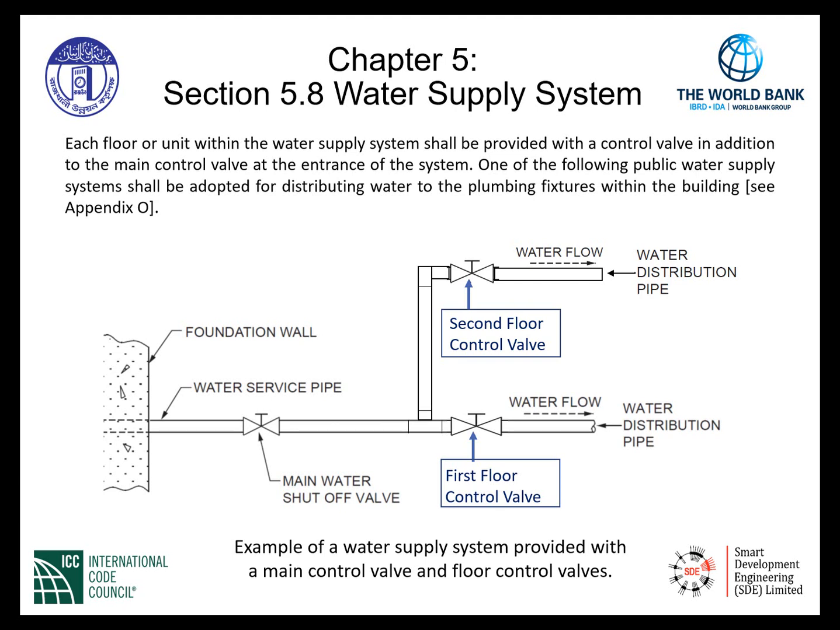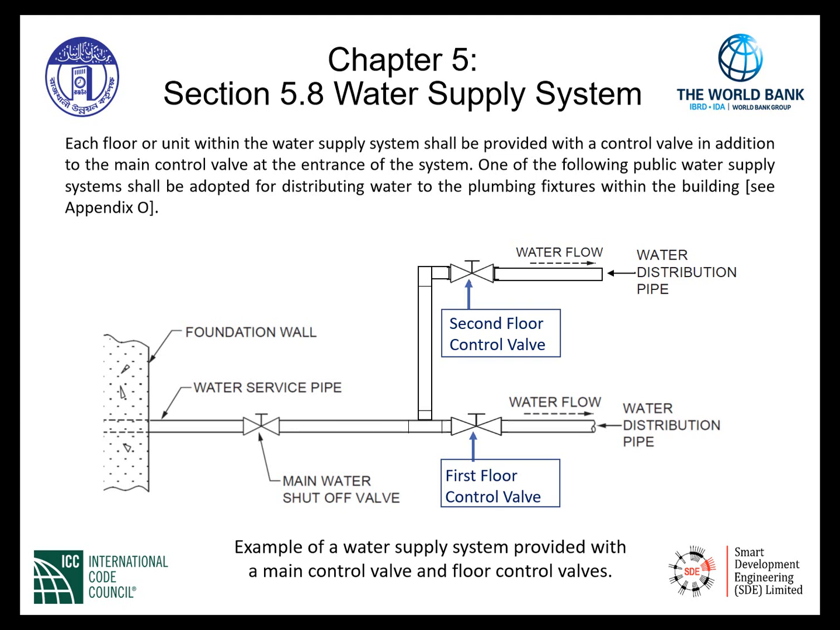Section 5.8, Water Supply System. The main requirement here is that each floor or unit within the water supply system shall be provided with a control valve in addition to the main control valve at the entrance of the system. One of the following public water supply systems shall be adopted for distributing water to the plumbing fixtures within the building. We are directed to see Appendix O.